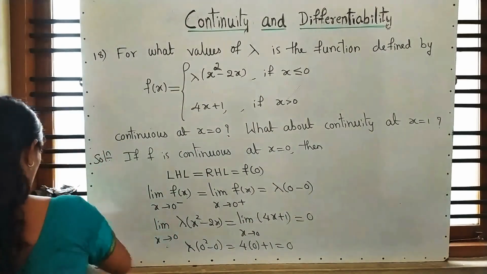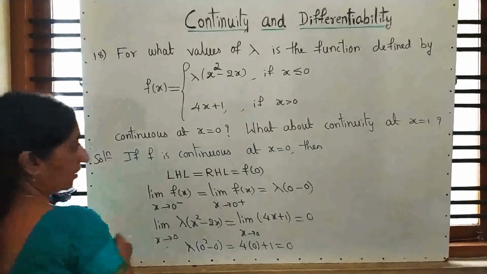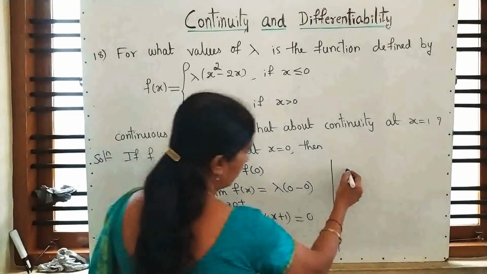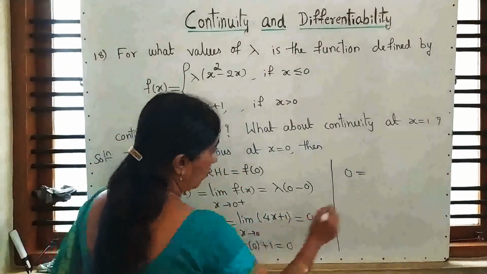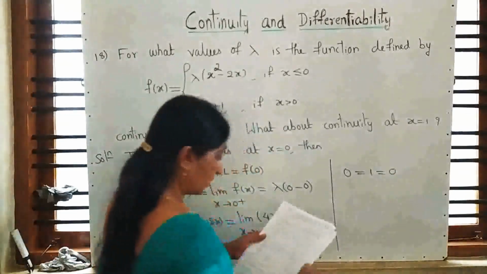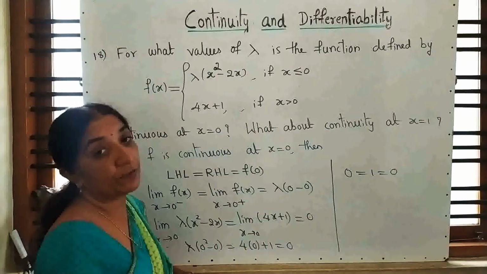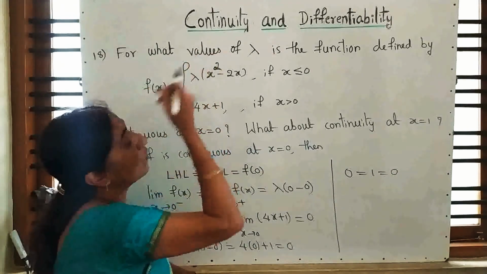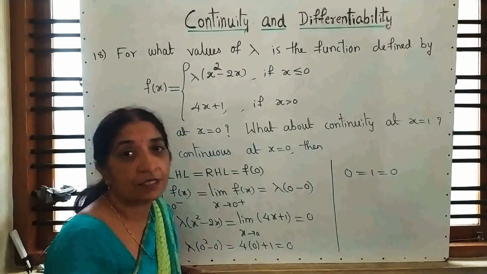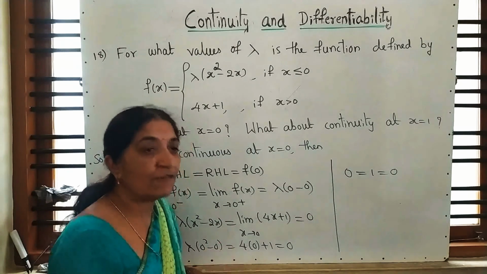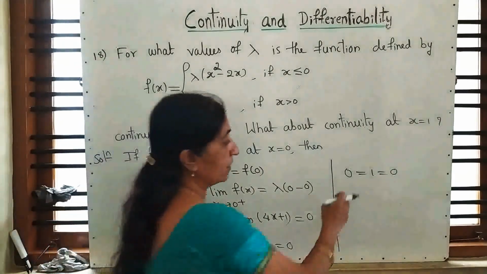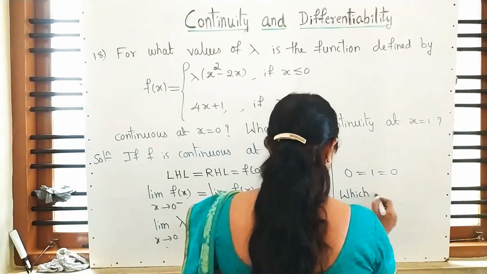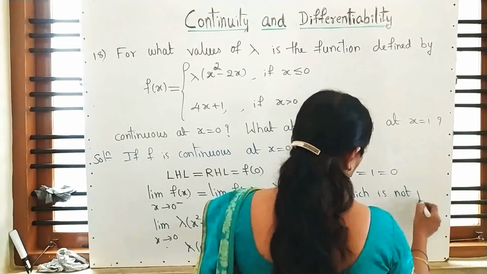Here when you go for the calculations, the calculation will be like this. Lambda into 0 is 0. Here 1, here 0. Is it possible? Which is not possible. And without a lambda in the answer, how can you say for what values of lambda the function is continuous? The lambda itself is not present in the final step. Which is not possible.